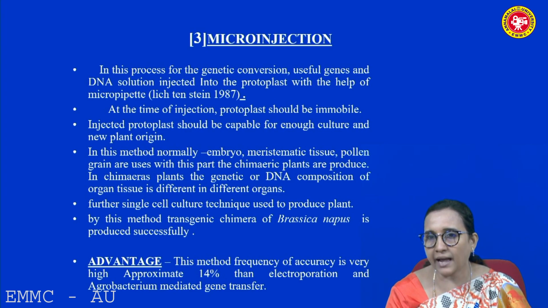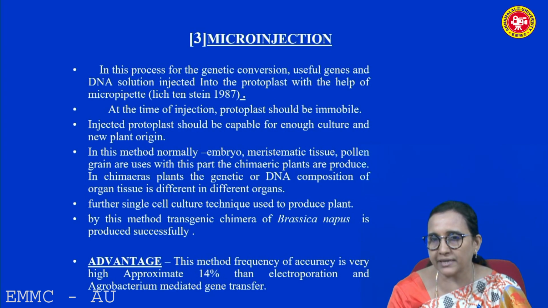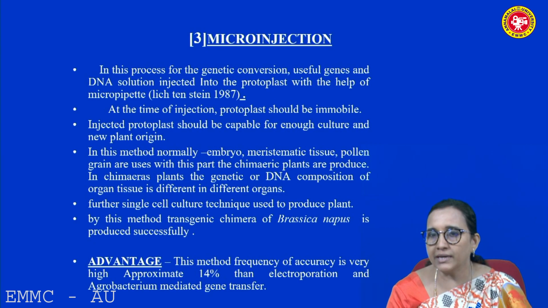What are chimeric plants? In chimeric plants, the genetic or DNA composition of the tissue is different in the different organs. If you go for mitochondria, or a chloroplast, or cells from other parts of the plant, then each and every organ of the plant will have a different DNA composition. So, with the help of micro-injection, we can maintain the same DNA composition. That is why we are using micro-injection as a method of gene transfer.